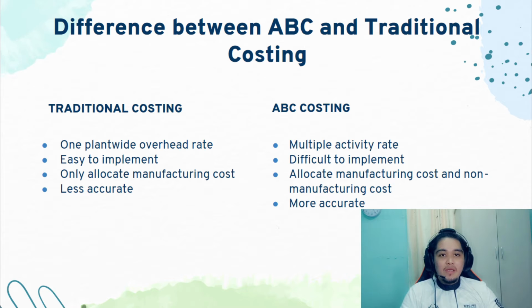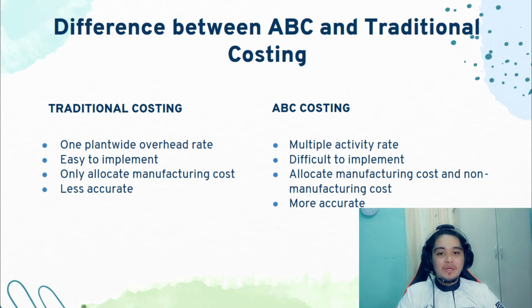So we can divide the cost pool with their cost driver. If they don't have their data, it is difficult for the company to choose ABC costing. For the third one, traditional costing only allocates manufacturing cost. When we talk about traditional costing, we allocate all manufacturing cost. But for ABC costing, we allocate manufacturing cost and also non-manufacturing cost. Non-manufacturing cost is like selling and admin expense.